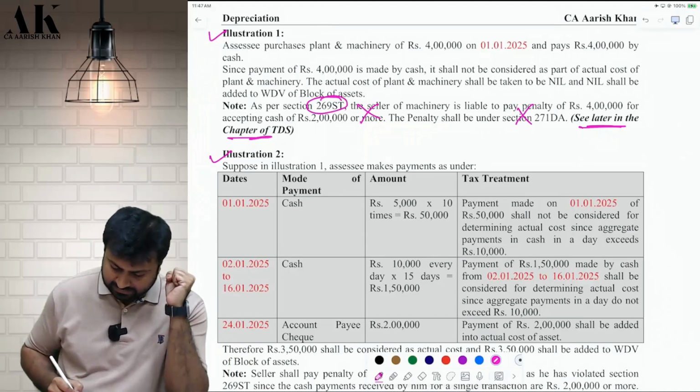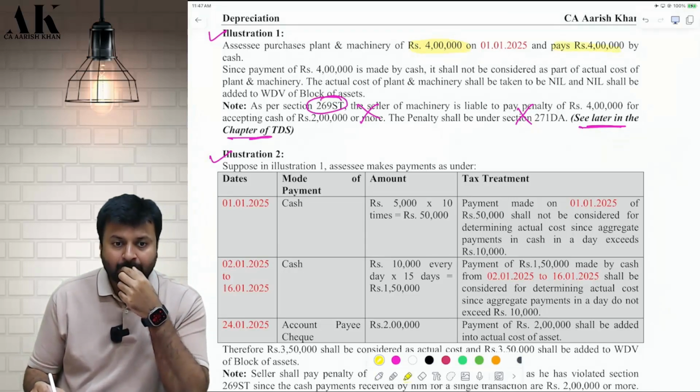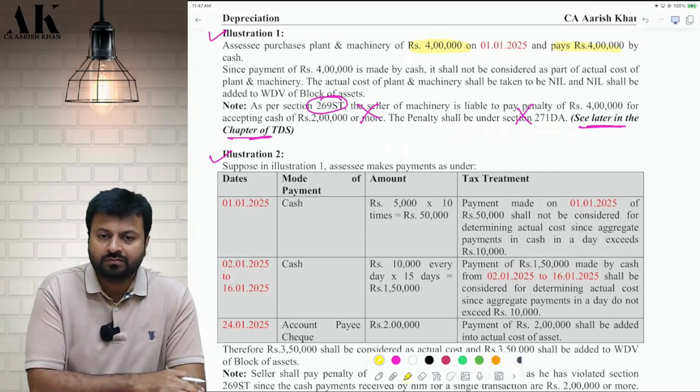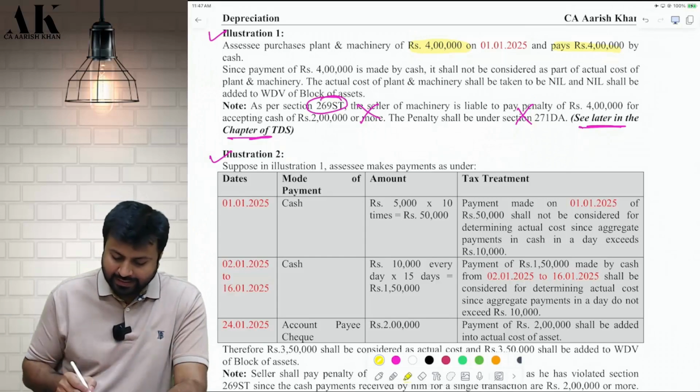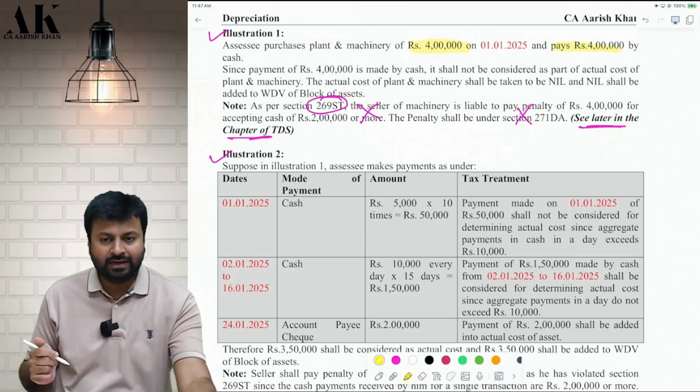So in the first example over here, you are buying a machinery of 4 lakh rupees and you are paying 4 lakh rupees by cash, correct? So this will be fully ignored for the purpose of actual cost. Yes or no? And you will not get depreciation on this 4 lakh rupees. Is it clear?